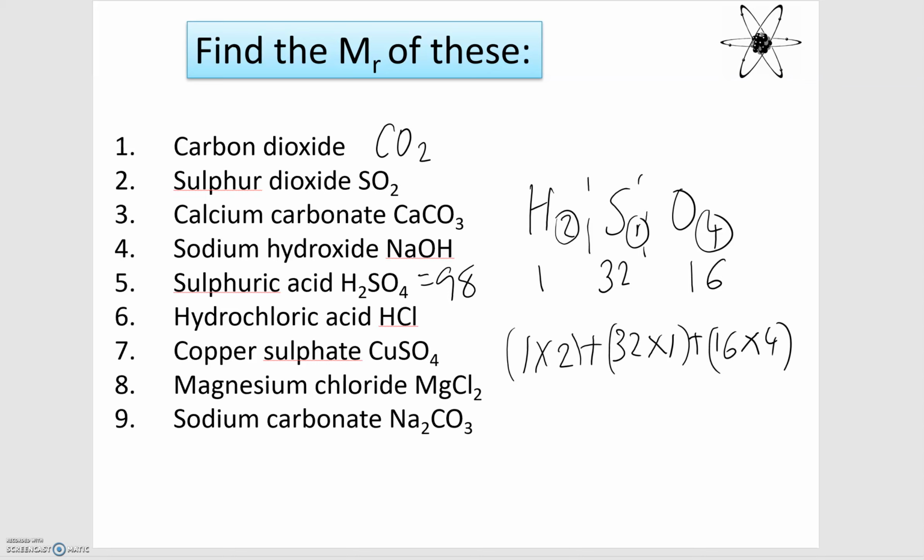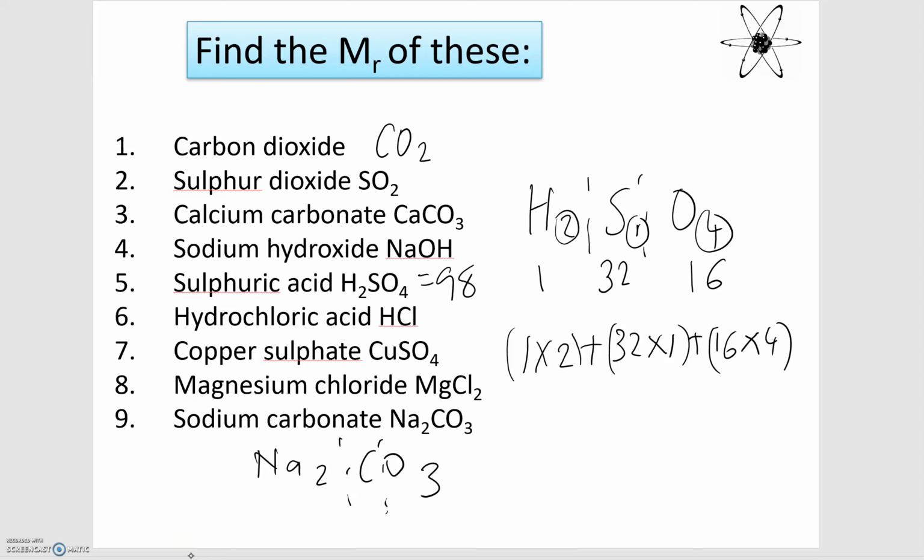So let's have a look at a slightly different one. This time I've got Na2CO3. Again, this time you need to recognize that this is just one element, which is sodium, not 2, which a lot of kids get confused about. They think N is one element and A is another one. No, it isn't. It's one thing.